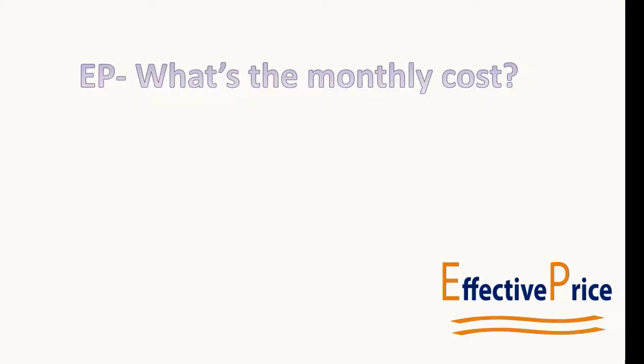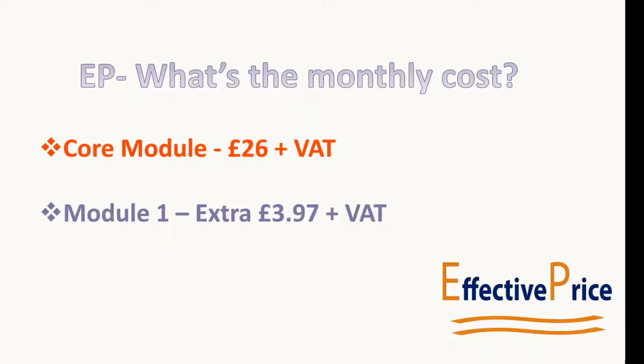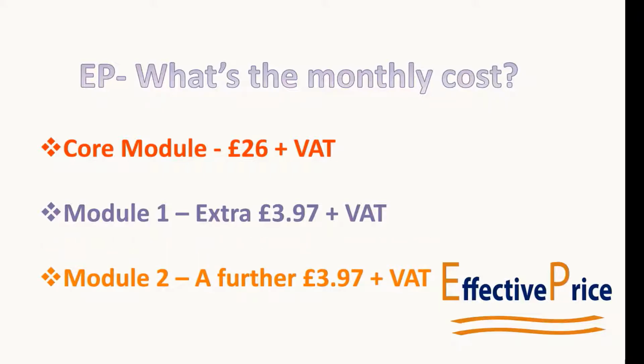Okay, but what is the EffectivePrice subscription cost? Well, the core module is £26 plus VAT per month. If you want to upgrade to take on board more pricing options, then we have Module 1 for a further £3.97 plus VAT per month. And if you want to add even more pricing options, we have the recently released Module 2 for a further additional £3.97 plus VAT per month. The monthly EffectivePrice outlay, as you can see, ranges from £26 to £33.94 per month, plus, of course, the VAT.